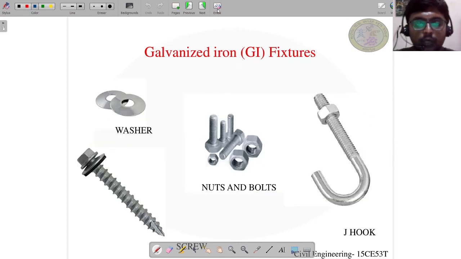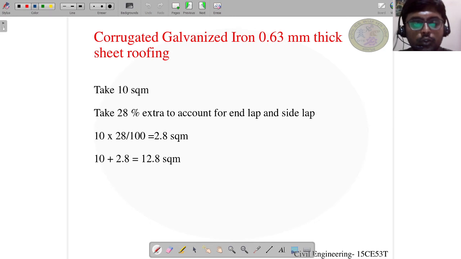So to carry out the rate analysis of GI sheet, we not only need the GI sheet, but also fixtures. So such fixtures are washers, nuts and bolts, J-hook and bolt, and screws. So let us start with the rate analysis of corrugated galvanized iron 0.63 mm thick sheet roofing. So let us take 10 square meter.